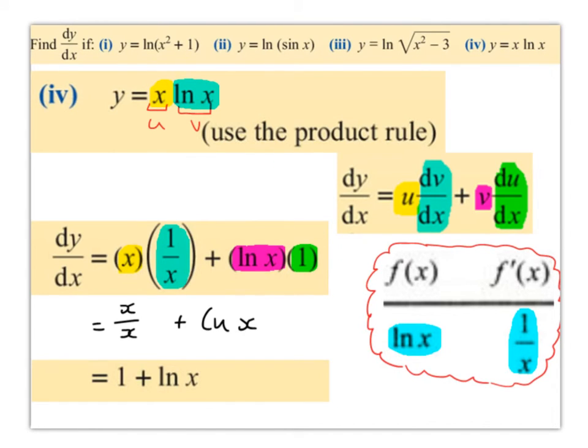Then we simplify. So x is really x over 1. So we do top by top, bottom by bottom. So x times 1 is x, and 1 times x is x. And then natural log x times 1 is just natural log x. And then x over x is 1, and we just bring down the natural log x. So we get 1 plus ln x.